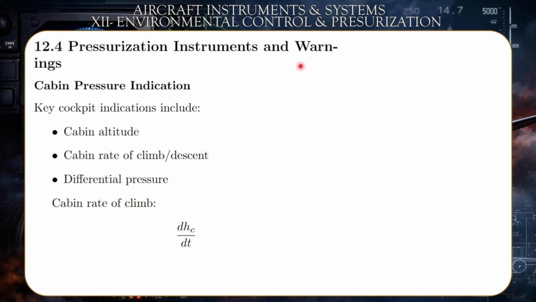Pressurization instruments and warnings, cabin pressure indication. Okay, the key cockpit indications include cabin altitude, cabin rate of climb and descent, and differential pressure. Okay, so the cabin rate of climb is given by dH/dt, the difference of altitudes divided by dt, or the derivative of altitude with respect to time. Okay, cabin altitude.